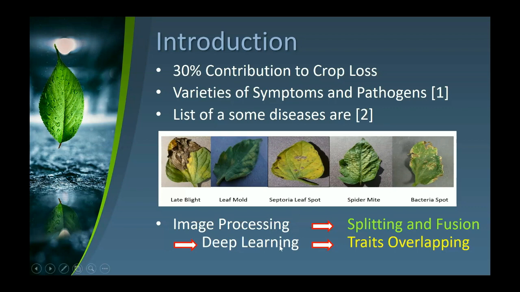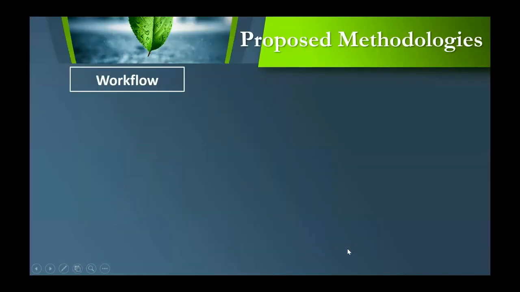We therefore employ deep learning to learn the traits which overlap in the various disease traits, which I would also explain further in the subsequent pages. So I'll quickly go to the proposed methodology.